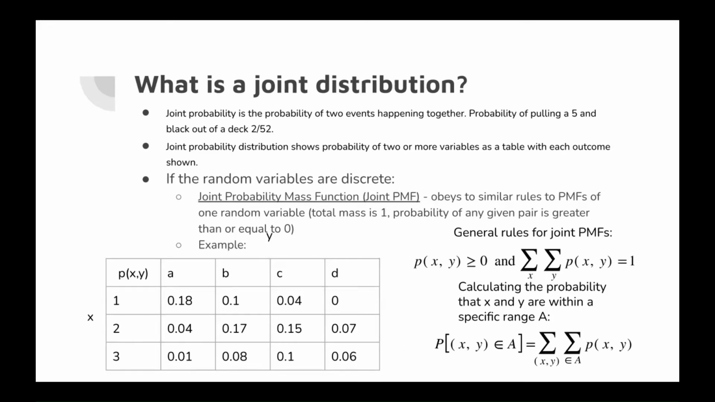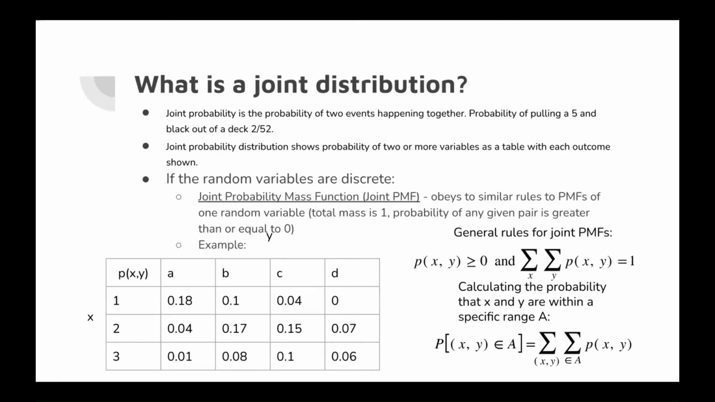A joint probability distribution shows the probability of two or more variables as a table with each outcome shown. So in the table given below, for example, the probability of getting a 3 and a C would be 0.1.